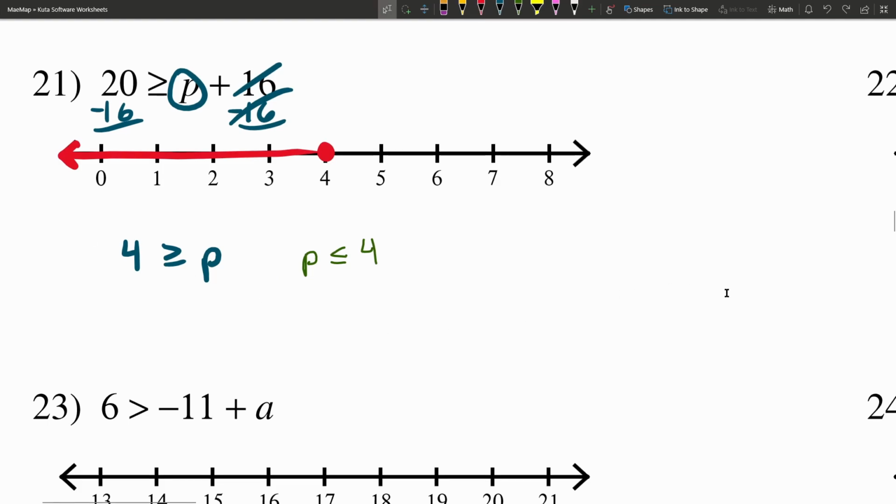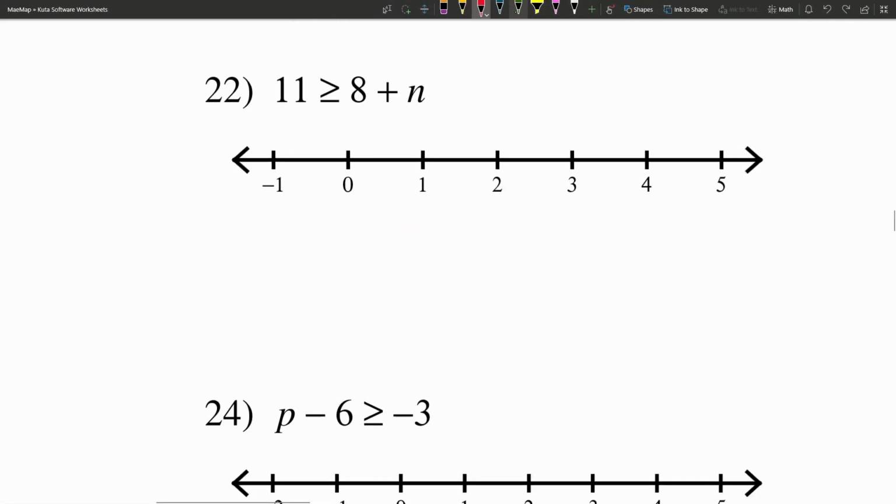Let's move on to number 22. In number 22, we'll start by subtracting 8. When we subtract 8 from both sides, 11 minus 8 gives us a positive 3, and that's going to be greater than or equal to our variable n. So I'm going to start by locating 3, circling it, shading it in, and 3 is greater than or equal to n, so 3 is the largest value n is going to be, so I'm shading everything to the left. n is less than or equal to 3.